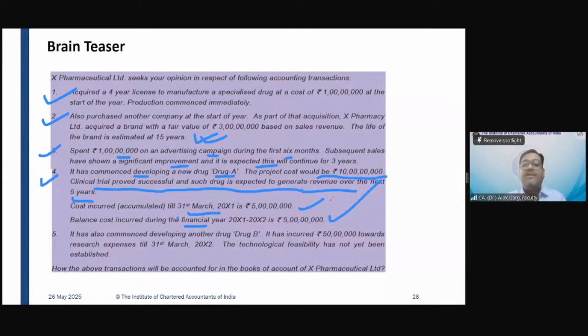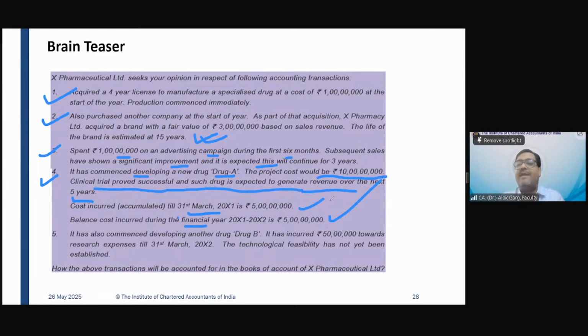What is the accounting entry in the year 20x1? Intangible asset under development account debit to bank 5 crore. What is the entry in 20x2? Actually, it has not been clearly mentioned when the trial was proved successful. So nothing is given. So we will assume that this project cost is 10 crore and this entire money belongs to the development phase. We will assume that only.